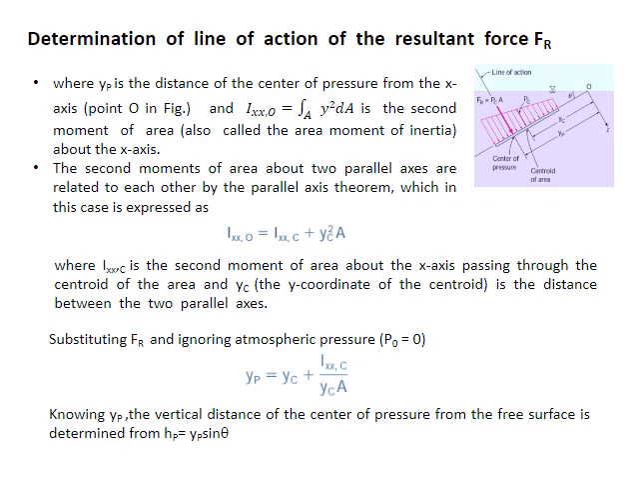So substituting Fr and ignoring atmospheric pressure, P0 equal to 0, we get the expression yp is equal to yc plus Ixx,C upon yc into A. Knowing yp, the vertical distance of the center of pressure from the free surface is determined as sp is equal to yp into sin theta.